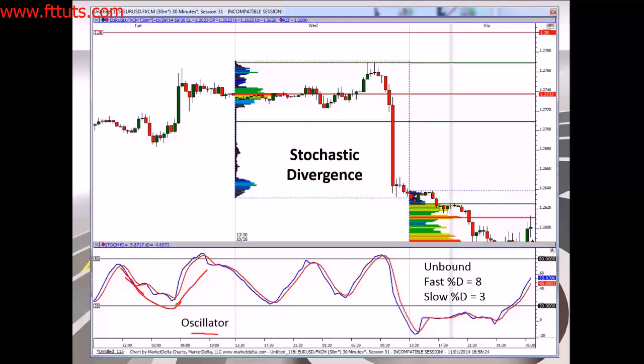Now notice, there are some cycles that seem like very broad, very big cycles, and yet when you look at the price action, it was very limited, nowhere near the span of the cycle shown on the stochastic.